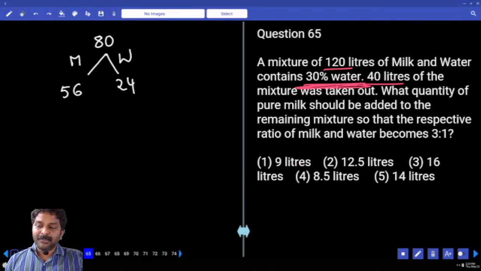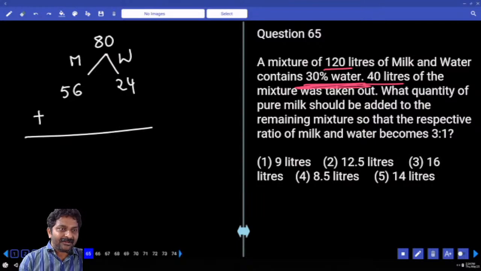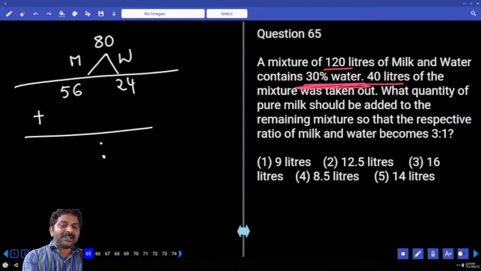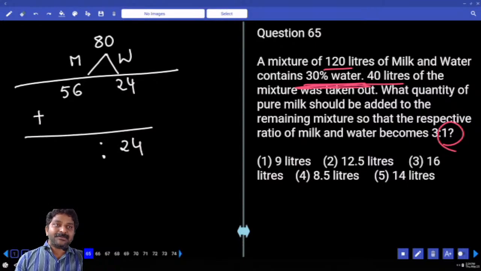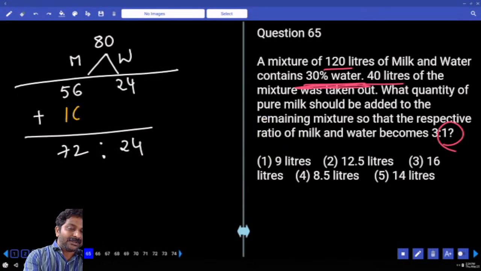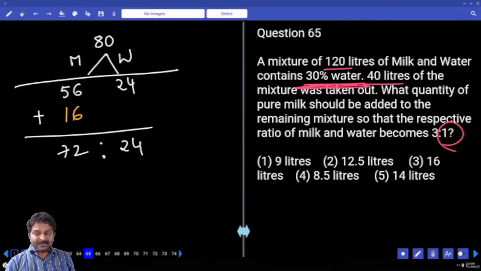What quantity of pure milk should be added to the remaining mixture so that the respective ratio between milk and water becomes 3:1? So to this you need to add only the milk component, right? Finally the ratio between milk and water must be 3:1. Now what is the quantity which is not changing? Water. Water is 24 liters only. From the ratio it must be 1 part only. Then milk must be 3 parts, right? 3 times 24, 72. That means how much quantity should be added here? 16 liters of milk must be added.